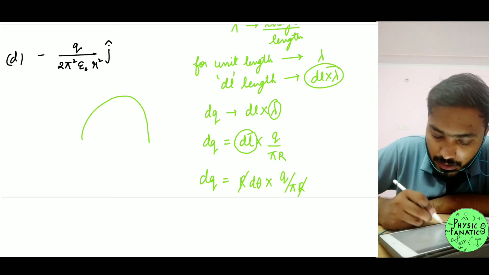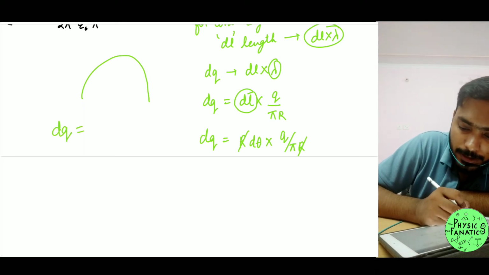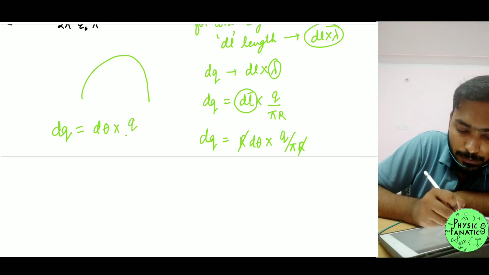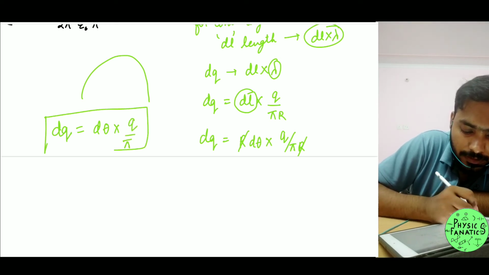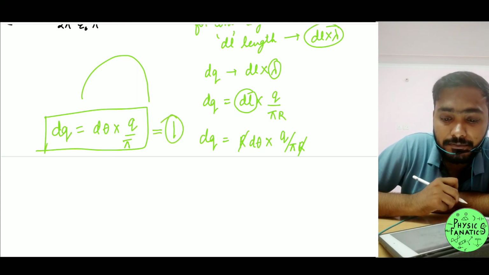R and r will cancel out, or you can write it as dq equals d theta multiplied by q upon pi. So I got the value of dq, right? This is very important. This is equation number 1.